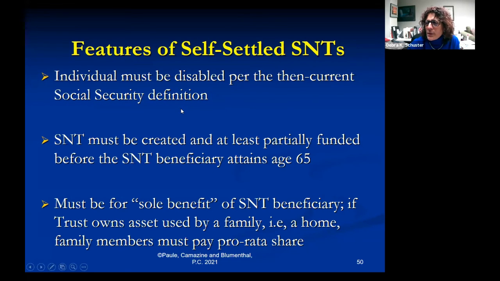spend down. So for a self-settled special needs trust or a first party special needs trust, the individual has to be disabled according to the then current Social Security definition. And it has to be for the sole benefit of the special needs beneficiary. So if the special needs trust owns a home, which it can, and family members live in that home with the disabled individual, they have to pay essentially rent to the special needs trust because they have to pay their pro rata share. Special needs trust assets cannot be used for the benefit of anyone other than the disabled individual if it is funded with that individual's money.